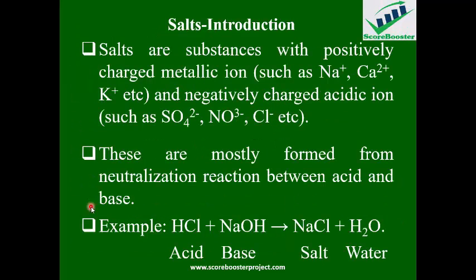So as a matter of introduction, in scientific parlance, salts are substances that have a positively charged metallic ion, like sodium ion, like calcium ion, like potassium ion, like ammonium ion, like even lithium ion, like many other positive ions. In that same compound, we have a positively charged metallic ion. Then to balance it, we need a negatively charged acidic ion. The acidic ion can be sulfate, can be sulfite, can be nitrate, can be chloride, can be carbonate, can be anything. So the combination of these two types of ion makes up what is called salt.